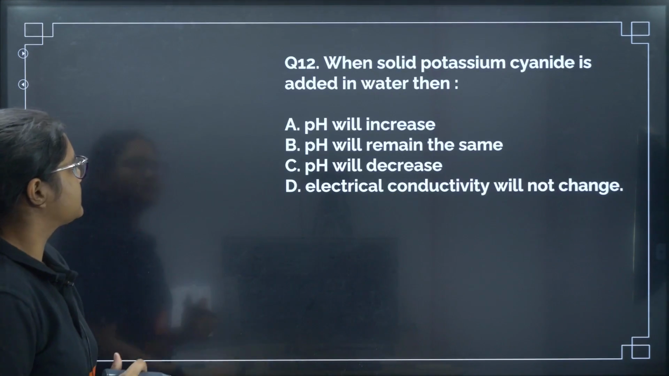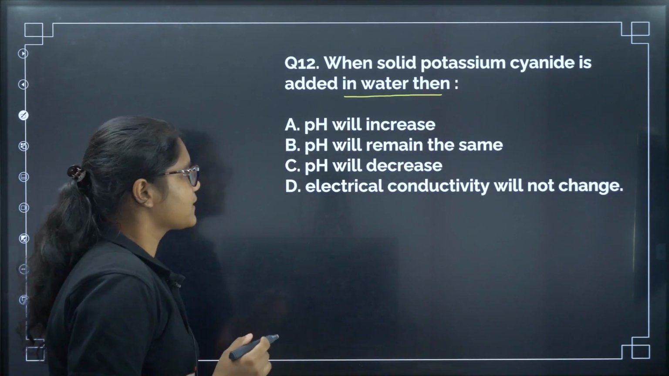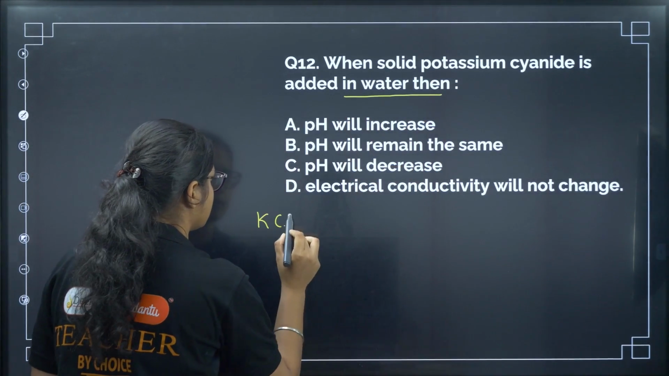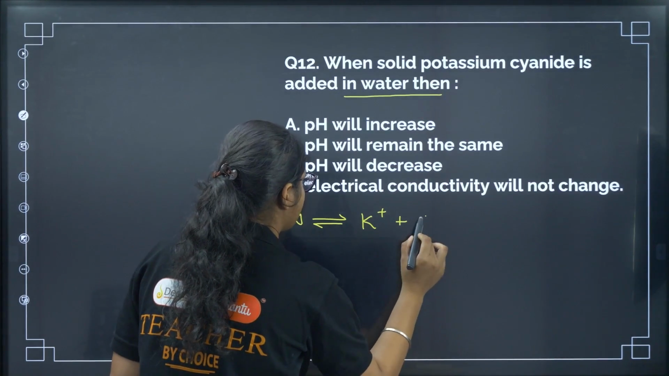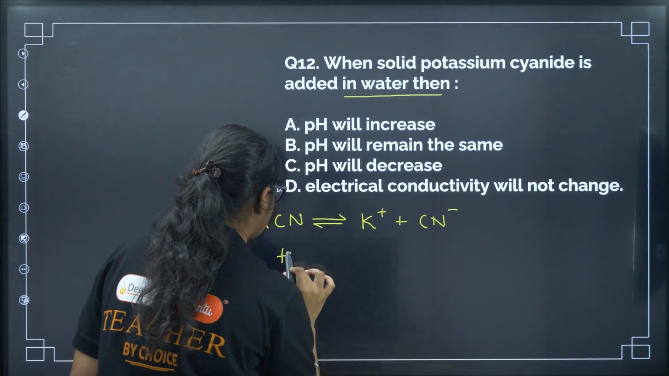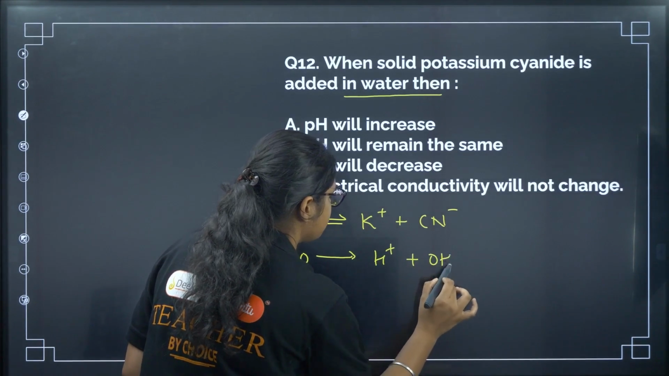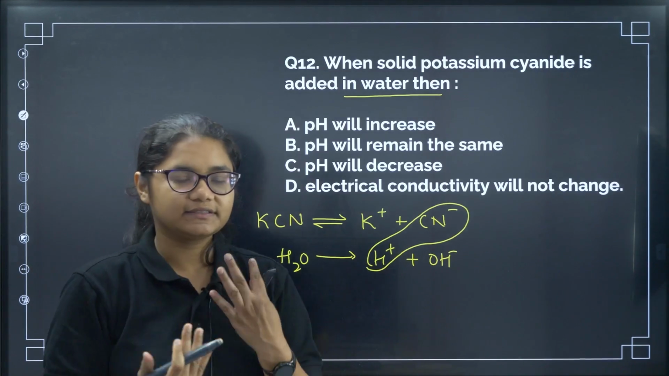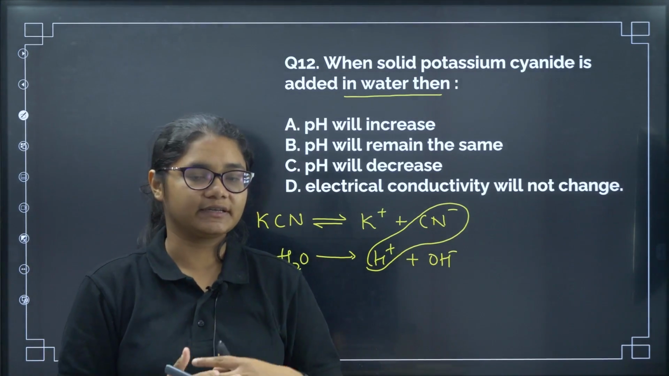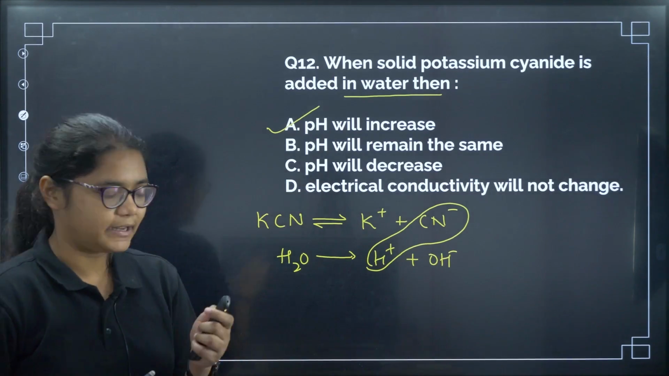Okay, next question, when solid potassium cyanide is added in water, KCN is there, what it will form, K plus and CN minus, and in water what is present, H plus and OH minus. So what will happen, this H plus will combine with this CN minus. So H plus concentration is decreasing. If H plus concentration is decreasing, pH will increase. So the correct answer for this question is option number A.